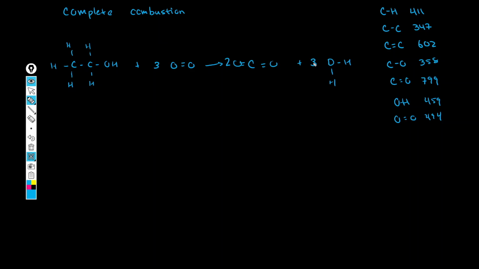So we're going to look at each bond that's available. So first we're going to look at the CH bond. There's 1, 2, 3, 4, 5. So 5 CH bonds. And that will give us 5 times 411. And in this case, it's going to be positive because we're breaking bonds. So we're inputting energy into the system, or it's an endothermic reaction. So it's going to be positive.